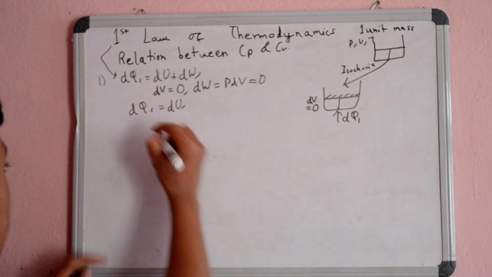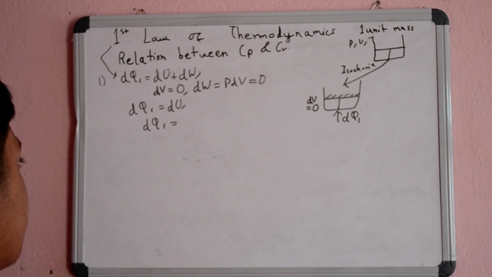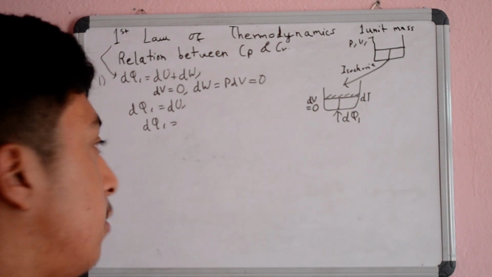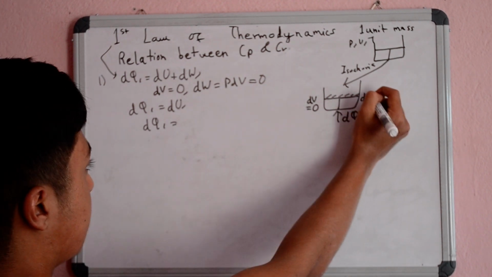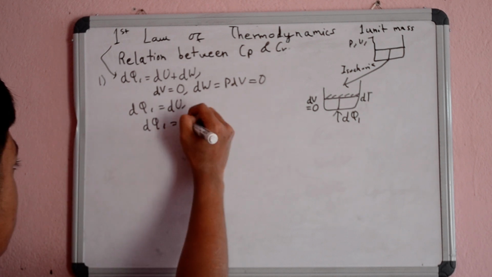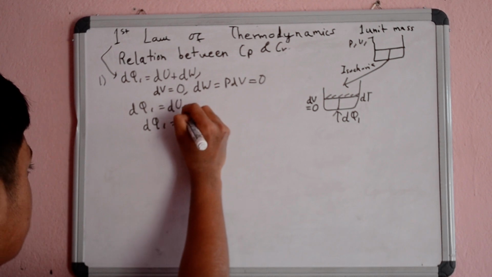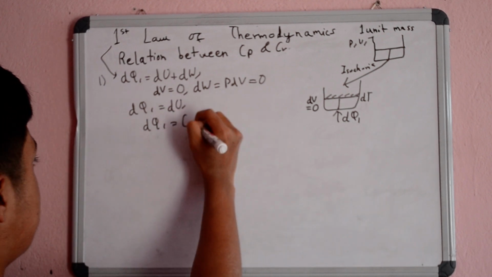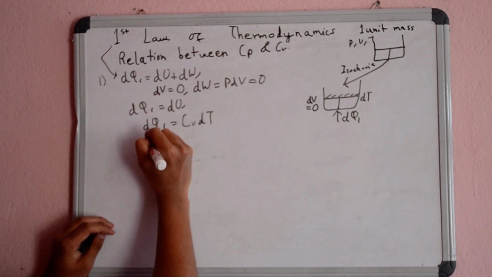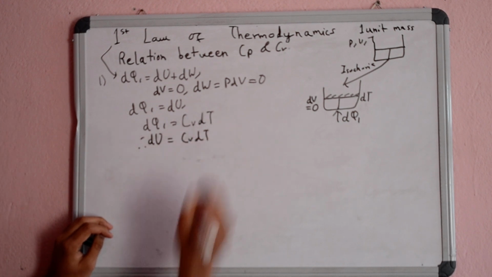Now also, in an isochoric process, the heat supplied is equal to m s dT, where some temperature rise has occurred from the original temperature, so the change in temperature is dT, let's say. This will be equal to m s dT, where m is 1 and s is Cv, so this is Cv dT. Therefore the change in internal energy is Cv dT.